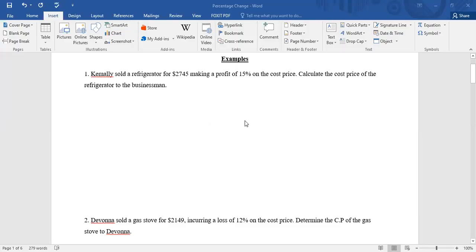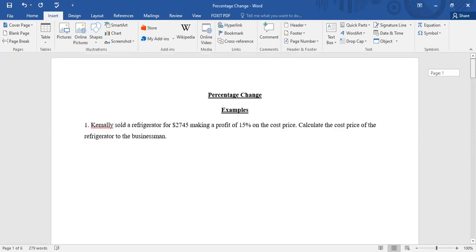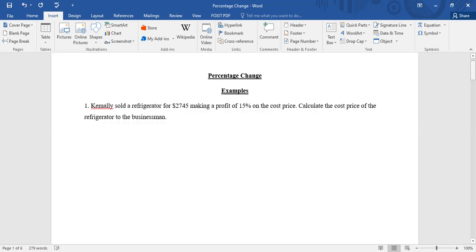Okay, students, so we'll do some examples and then you'll do some exercise for me. Our topic for today will be percentage change. So let us look at an example and you'll further understand what the topic is basically about.